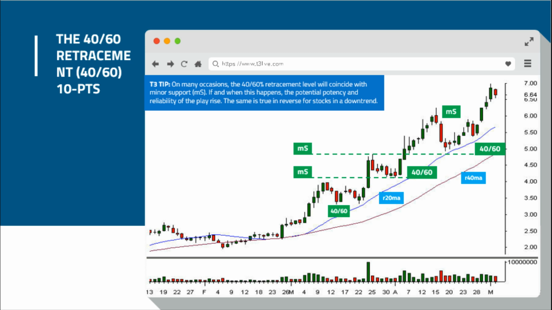If and when this happens, which happens all the time, the potential potency and reliability of the play rises. The same is true in reverse for stocks in a downtrend.